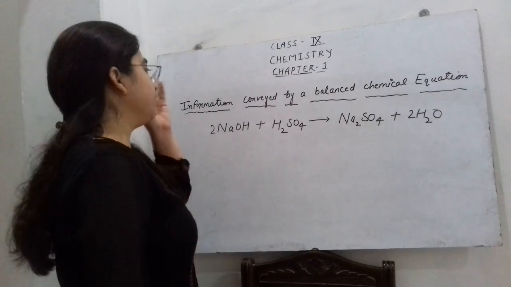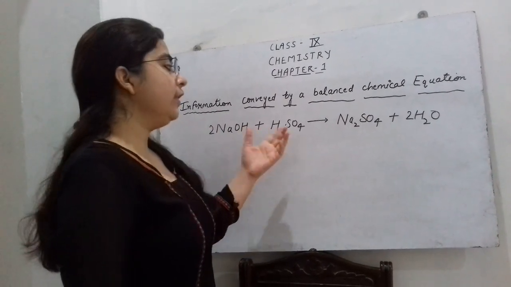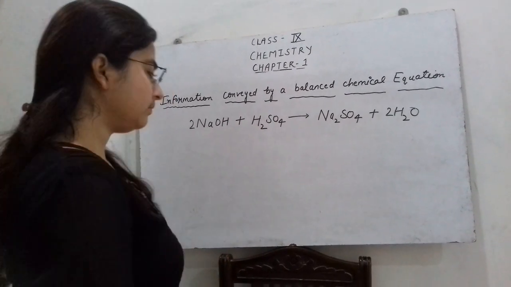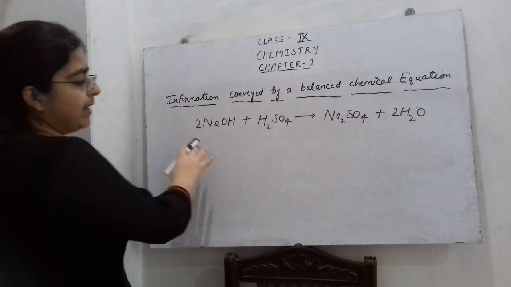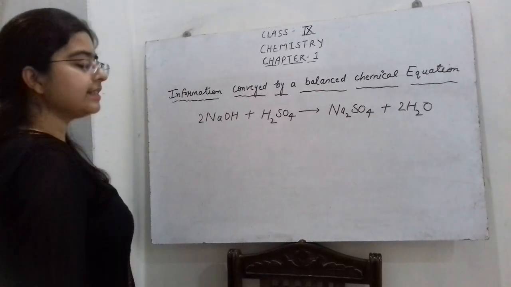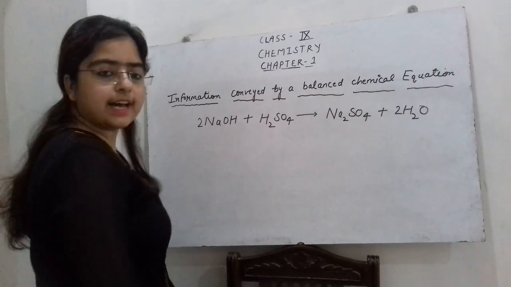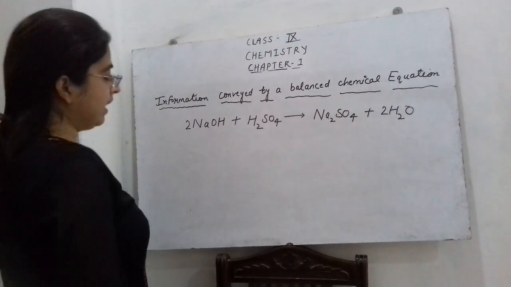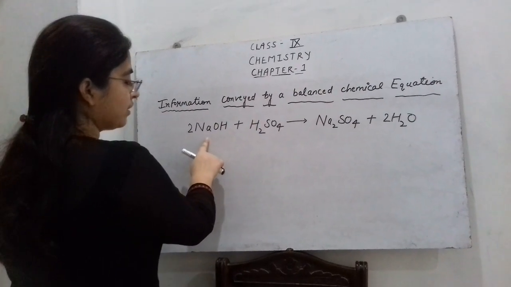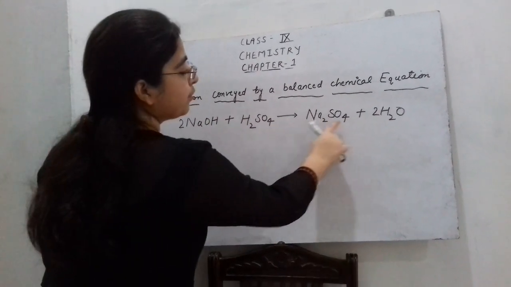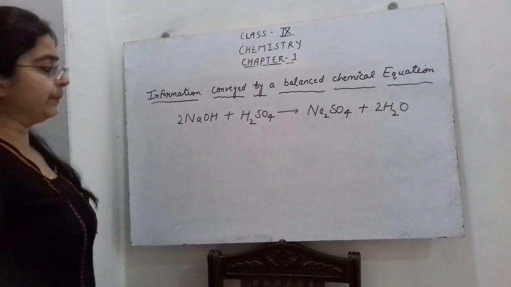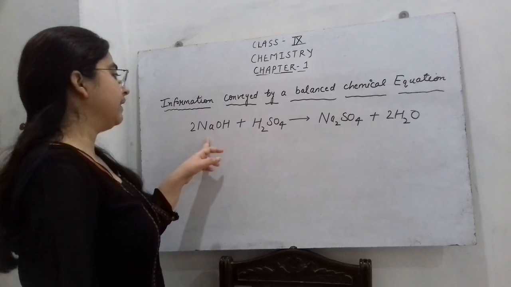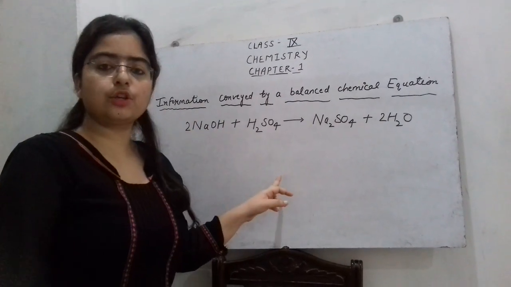Now we have to see what information this balanced chemical equation is giving us. First of all, a balanced chemical equation tells us which reactants are involved in the reaction and which products are formed. Here we can see that the reactants are sodium hydroxide and sulfuric acid, and the products are sodium sulfate and water.